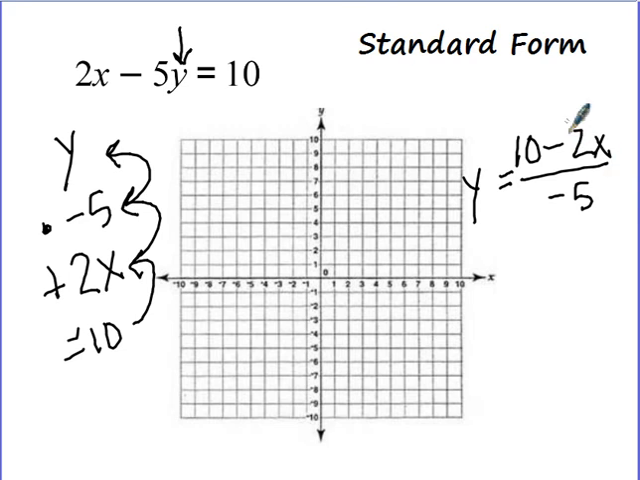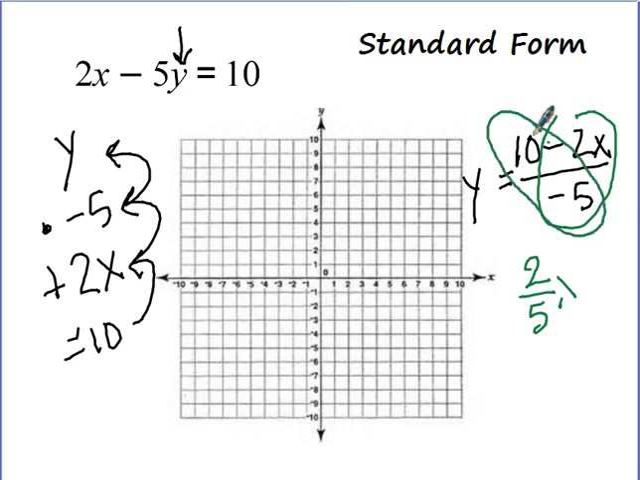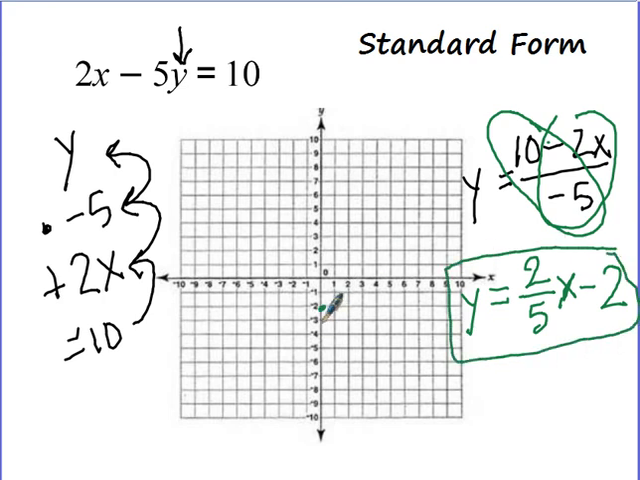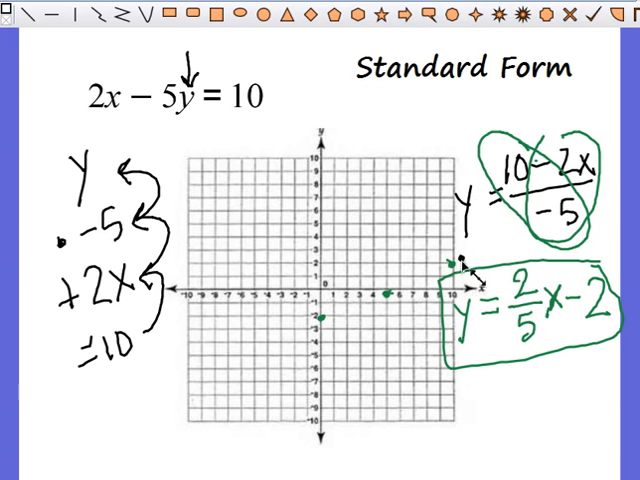If I use my Hart theorem to simplify, negative over a negative is a positive, and I get 2/5 x. Going this direction, a positive divided by a negative is a negative. My x didn't draw very well. And 10 over 5 is 2. If I set that equal to y again, there's my slope-intercept form. So I can start at negative 2, go up 2 right 5, up 2 right 5, and draw in my line.